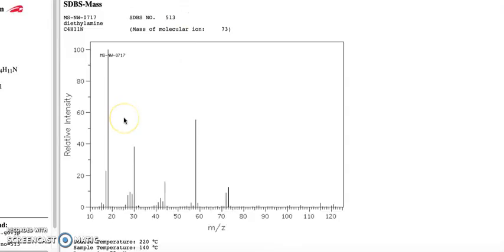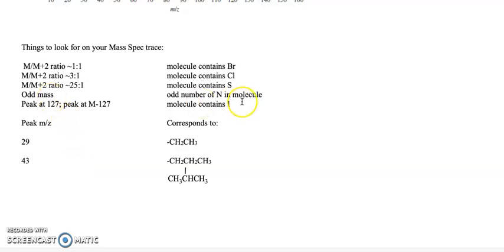So what I've done here is I've looked up the mass spec of diethylamine, and you can see that the mass of the molecular ion is 73. It's an odd number. And that's actually the only time in the mass specs that we look at that we'll have an odd number for the molecular ion, is when we have an odd number of nitrogens. And that's really useful for identifying nitrogens in our molecule. An odd mass equals odd number of nitrogens in the molecule.